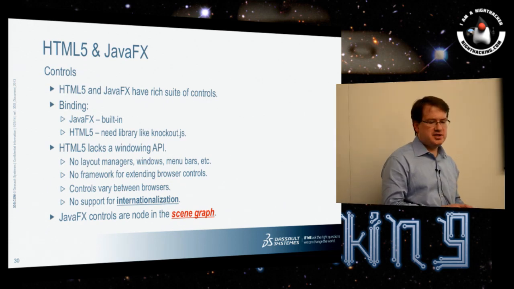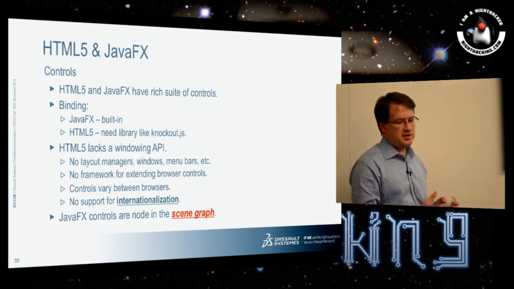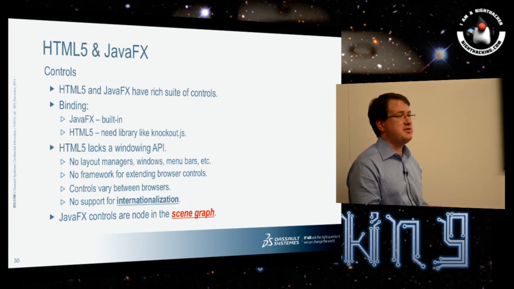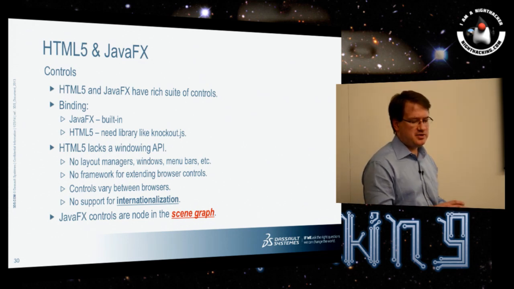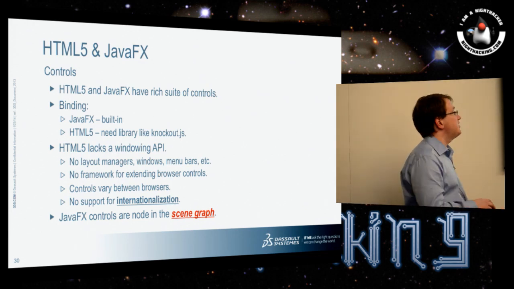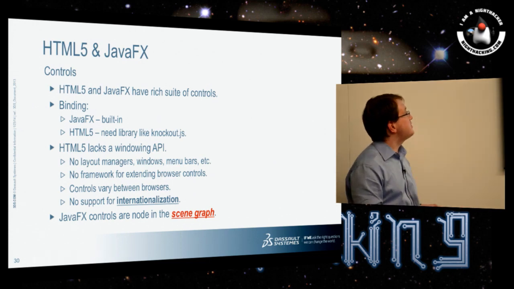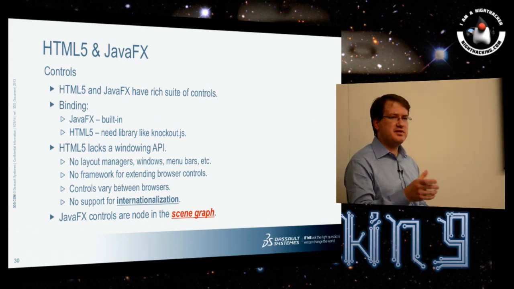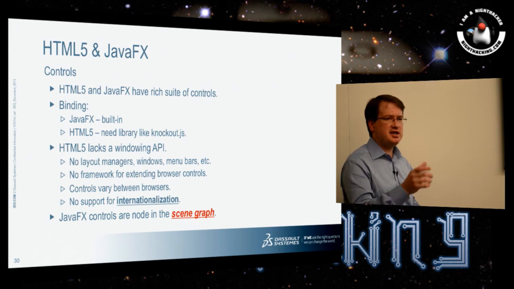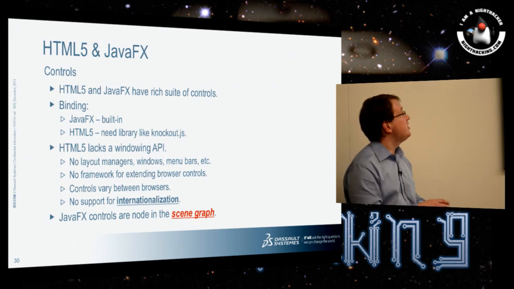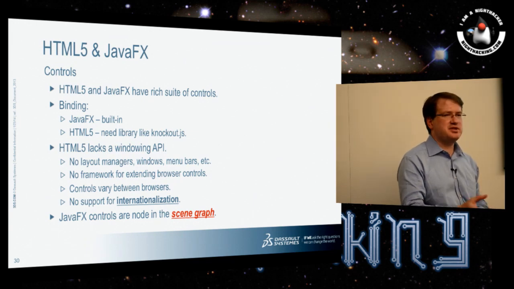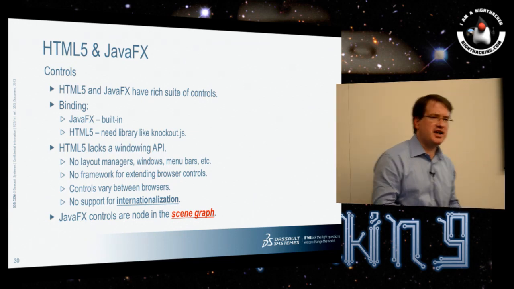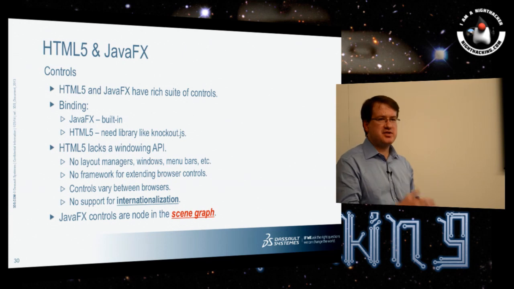In terms of controls, HTML5 and JavaFX both have a rich suite of controls. JavaFX, as I mentioned before, has 60+ controls. HTML5 has a lot more controls out there, especially when you factor in the third-party libraries. Now, in terms of binding, with JavaFX, you have built-in binding support with the binding API, where you can bind the properties and everything together. With HTML5, you don't have that, and when I pointed this out a couple of months ago, I was immediately pointed at this library called knockout.js, which supposedly is trying to do that.